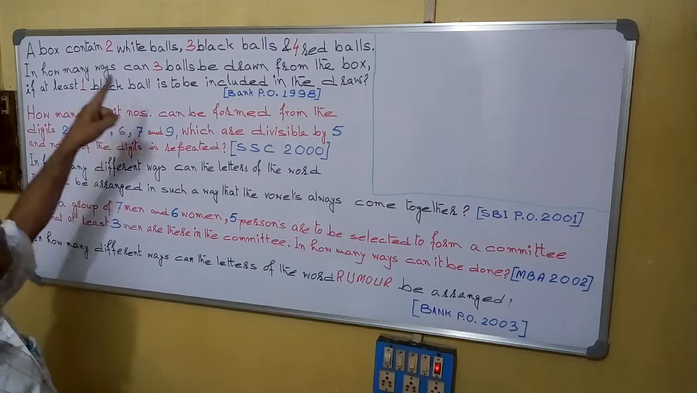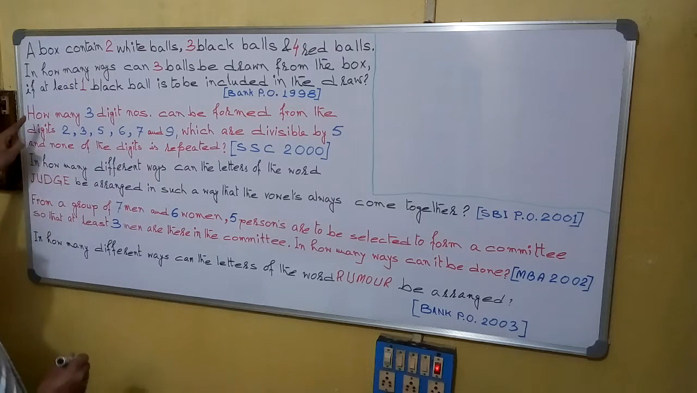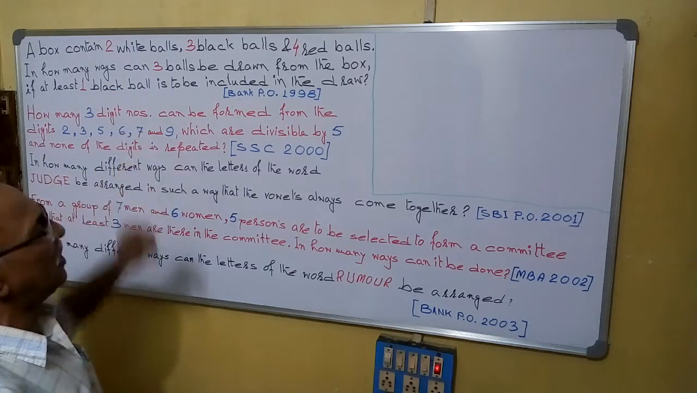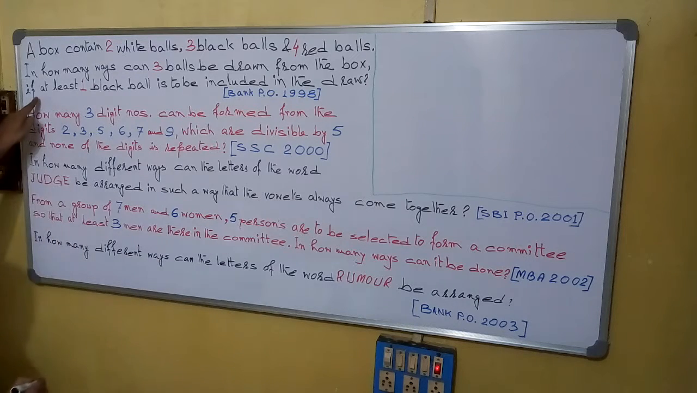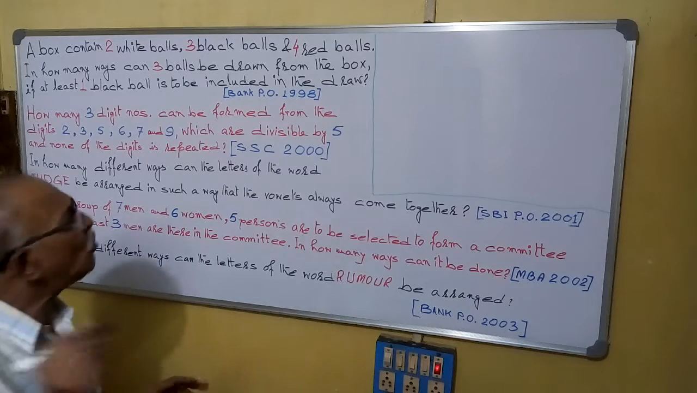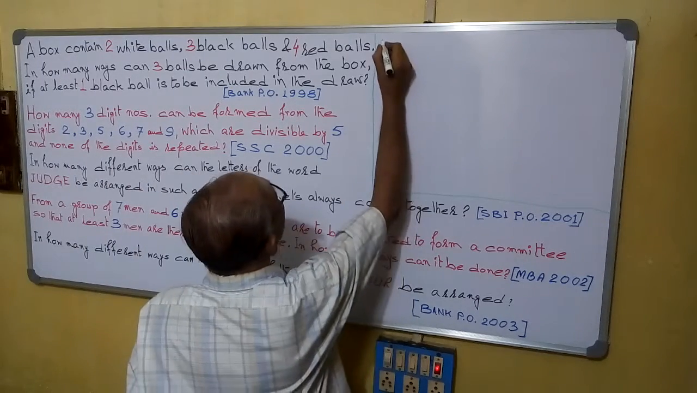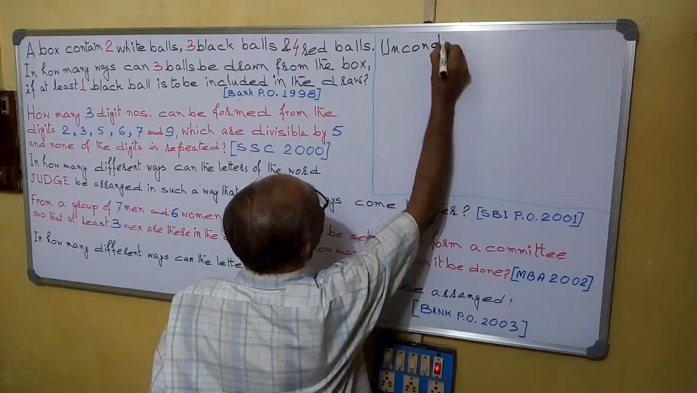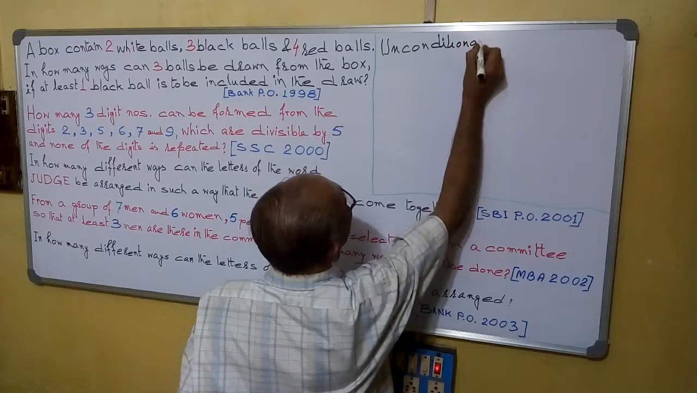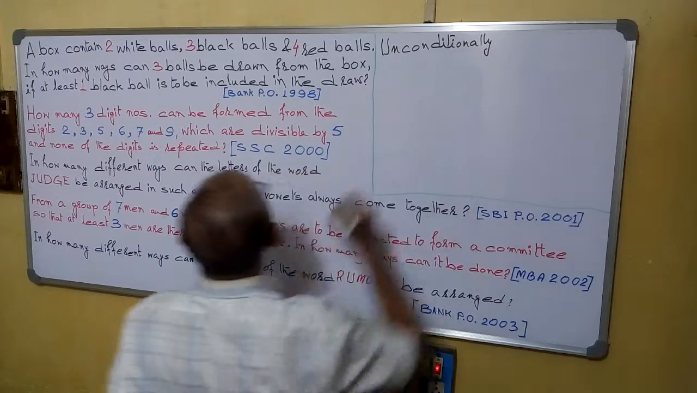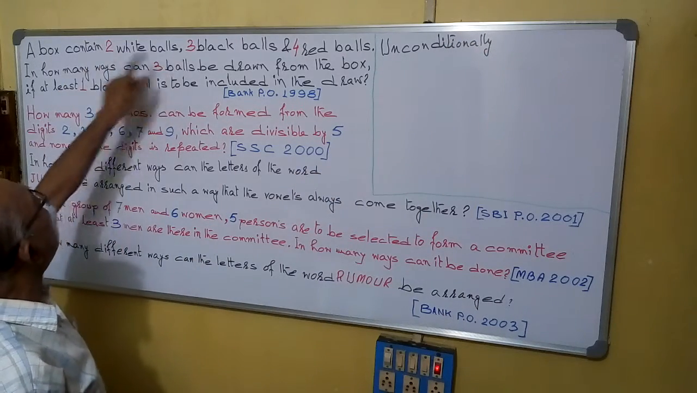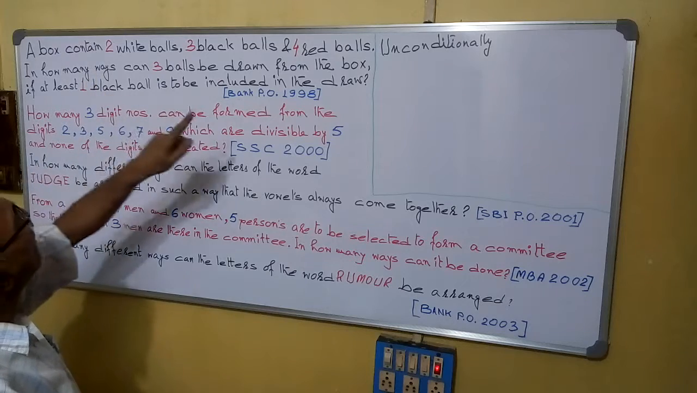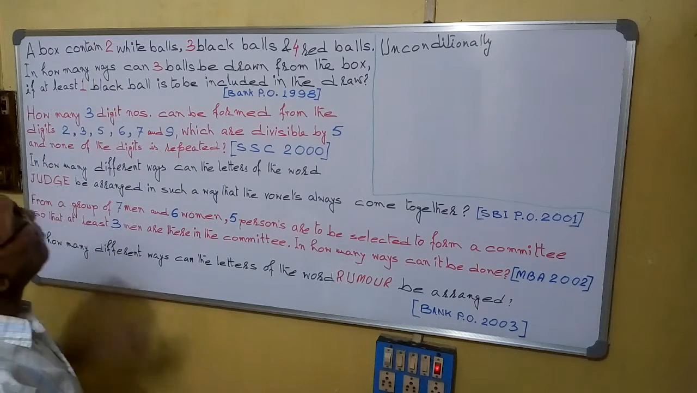So what was there? Two white balls and three black balls, and the condition is three balls to be drawn with at least one black ball included. Whenever "at least one" is there, follow this method. First, do it unconditionally, how many ways it can be done. Two white, three black, four red, altogether nine balls are there.